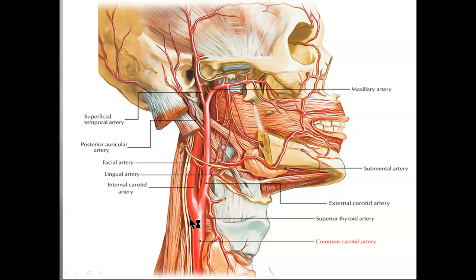So here is the common carotid artery dividing into the internal carotid artery and the external carotid artery. Now the internal carotid artery over here, we can see the hyoid bone should be somewhere here. So this area would be called the suprahyoid part. This area, and somewhere here we have the styloid process. So this area would be known as the post-styloid part.